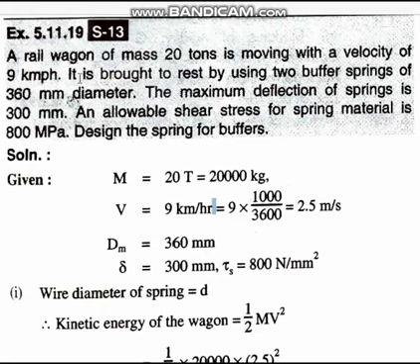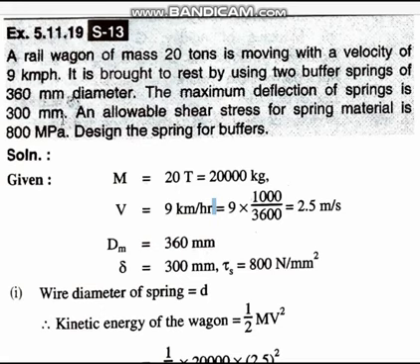Okay, let us solve one more problem. A rail wagon of mass 20 tons is moving with a velocity of 9 kilometers per hour. You see, some velocity is also given. That means you may have to consider kinetic energy and all. Okay, we'll see. It is brought to rest by using two buffer springs. See, two springs are there.